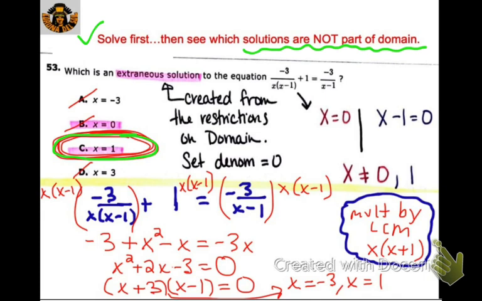I multiplied both sides by x times x minus 1. And hopefully you can just follow all that work there. We get two answers. We get x equals negative 3 and x equals 1. And the one that doesn't work is 1, of course, because that causes the denominator to equal 0. So that's considered the extraneous solution.